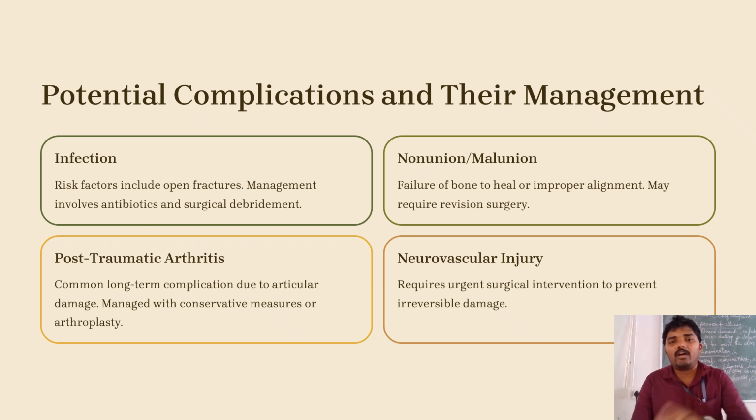Then nonunion or malunion. Failure of the bone to heal or improper alignment may require revision surgery. Then post-traumatic arthritis, a common long-term complication due to articular damage. It is managed with conservative measures or arthroplasty. Then neurovascular injury requires urgent surgical intervention to prevent irreversible damage.